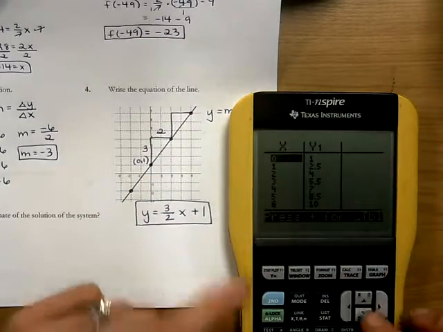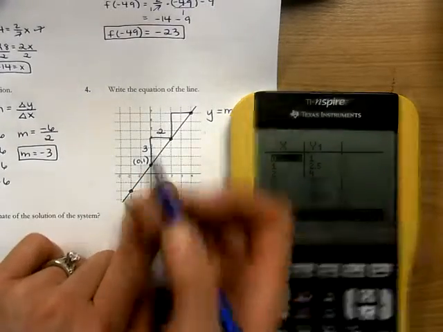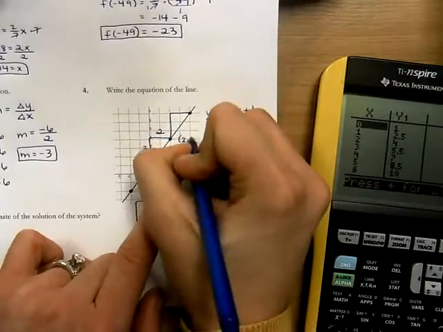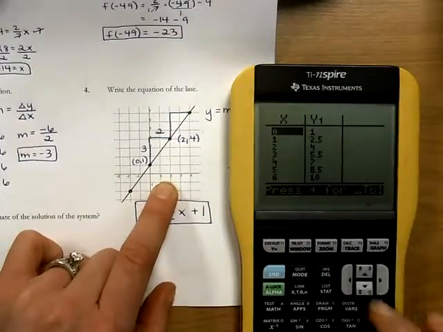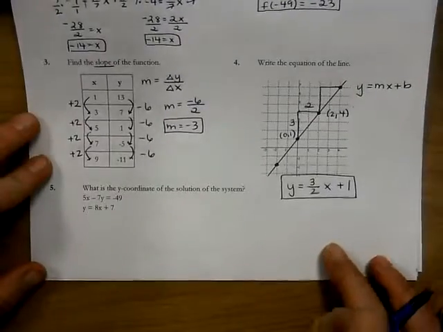If we look at the table, we can see that the y-intercept is 1, and let's go to the next point. When we had 2, this would be the point 2, 4. So let's make sure 2, 4 is there, and indeed it is. And you could do that with other points as well. So the graphing calculator makes it so we can check our answers, which is nice.